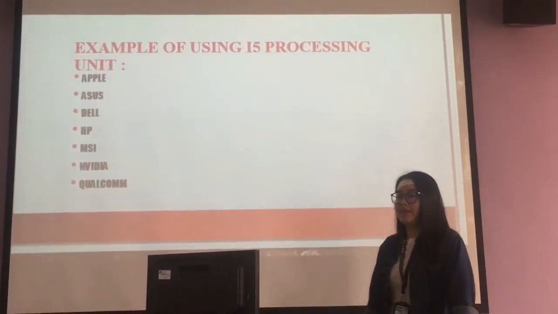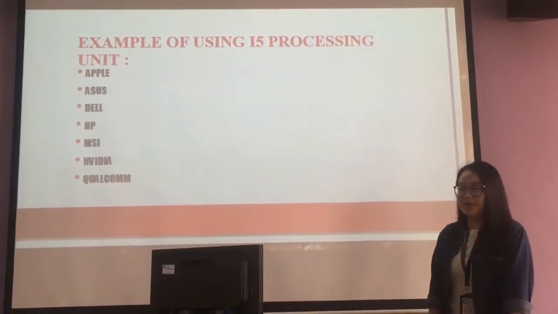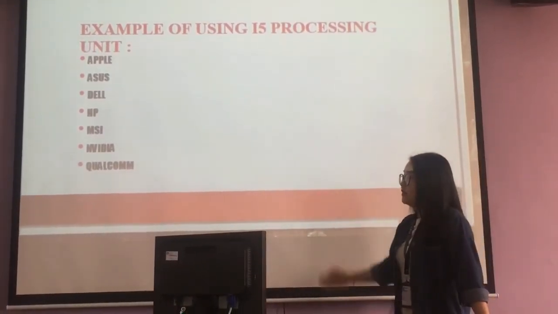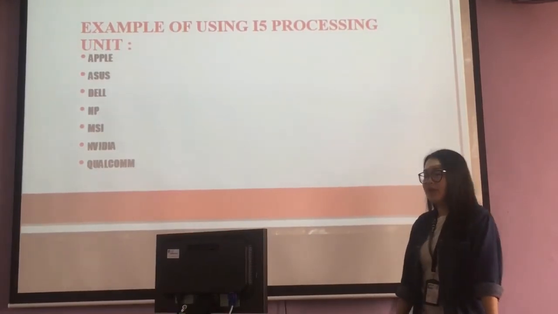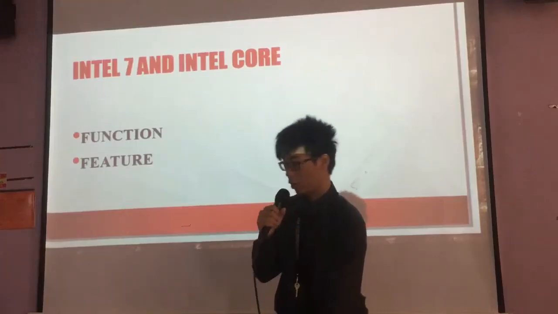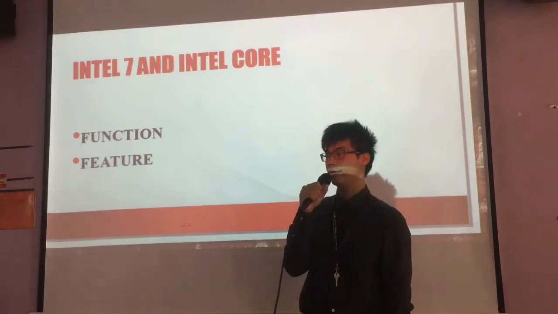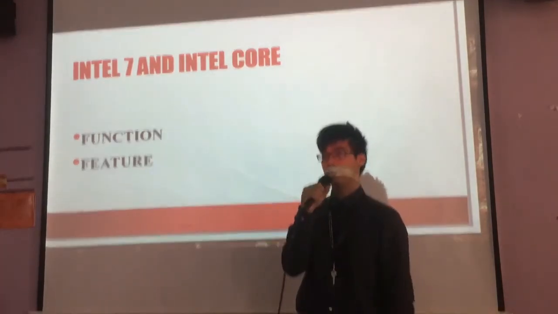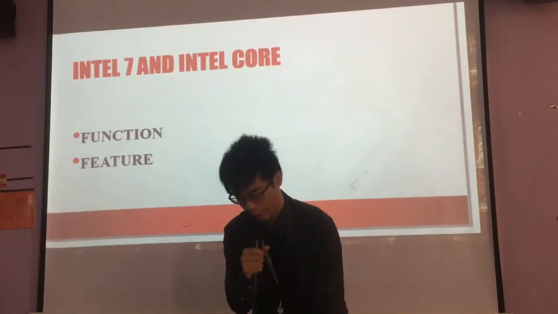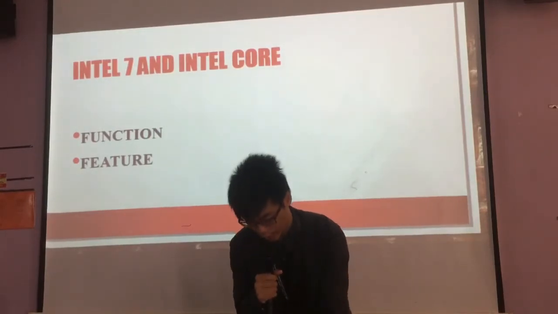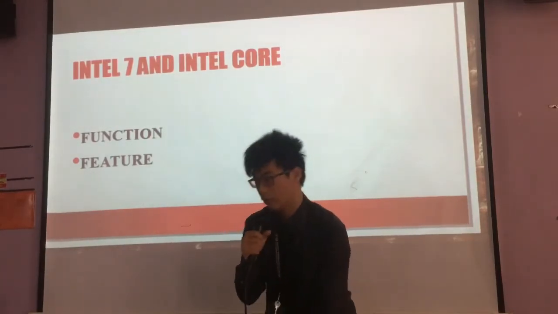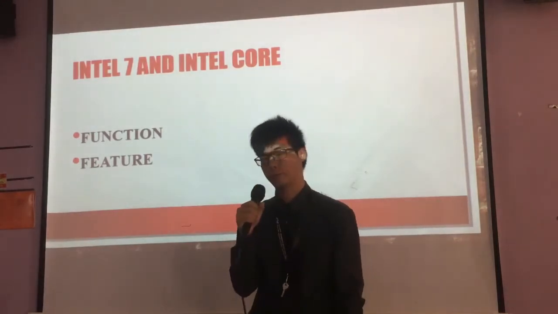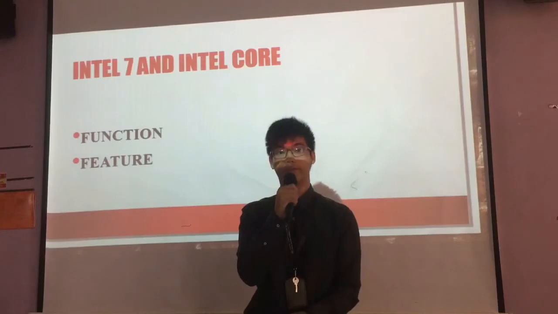There are a few examples of companies using i5 processing units, such as Apple, Asus, Dell, HP, MSI, NVIDIA, and Qualcomm. Now it's Intel 7 and Intel Core. Here are the function and features. The function of Intel 7 is that it makes the computer move fast and run smoothly within the programs.